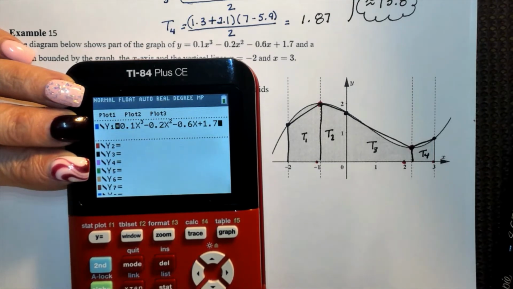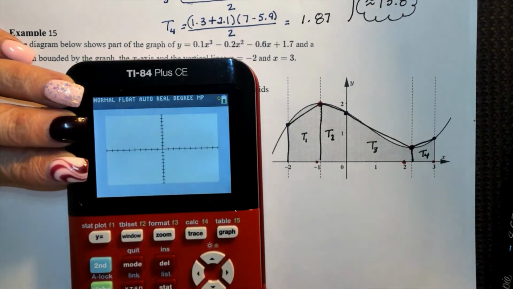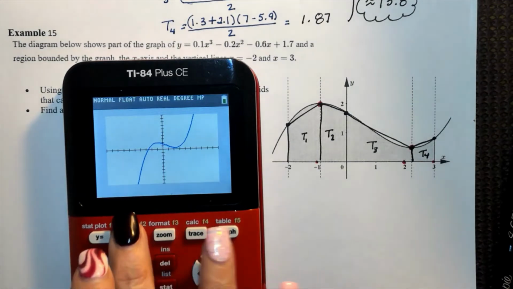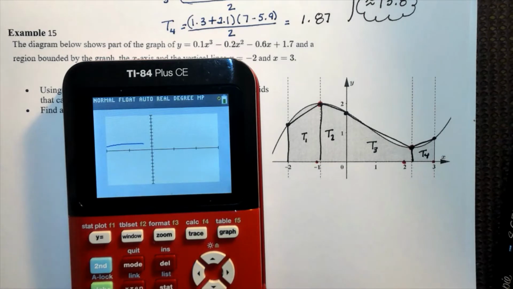I'm going to double check that I put it in there right. Yeah, I did. I'm going to graph it. Oh yeah, that looks pretty good. Remember, we're going from -2 to 3. If I wanted to limit my computer or my calculator from seeing that, I could go Windows and I could say from -2 to 3. I could graph it, and then I'm only seeing that, which is more like what I should see here.